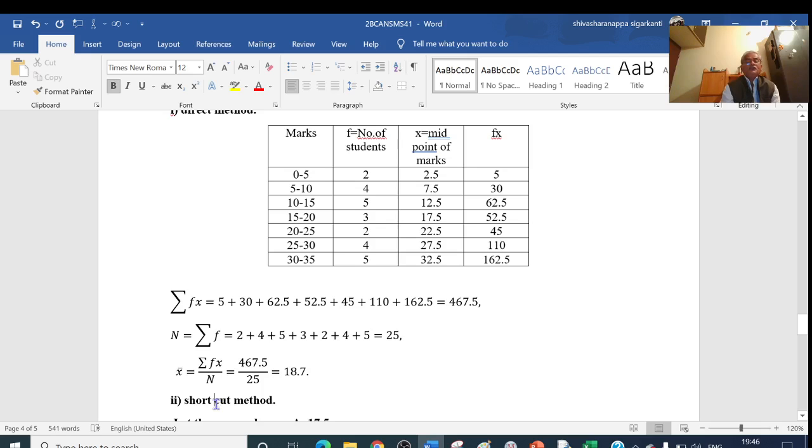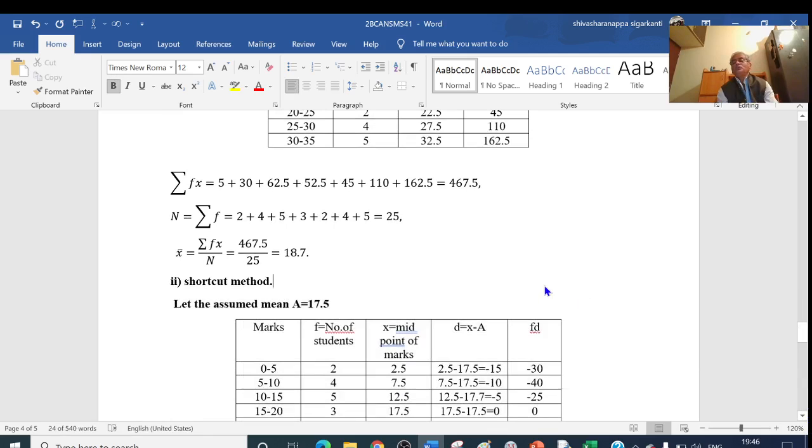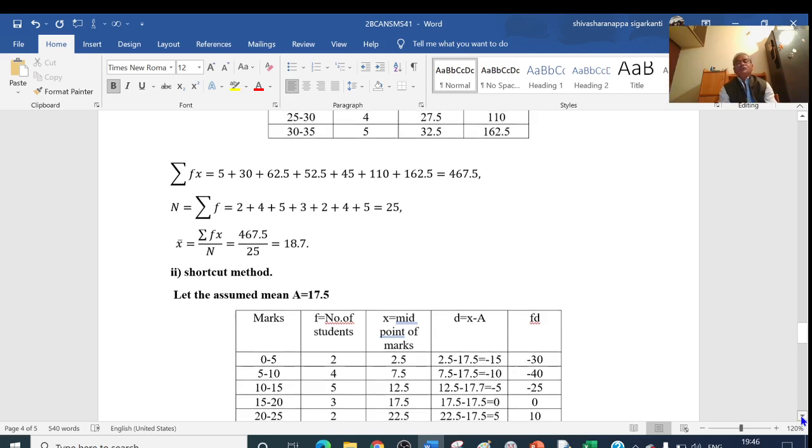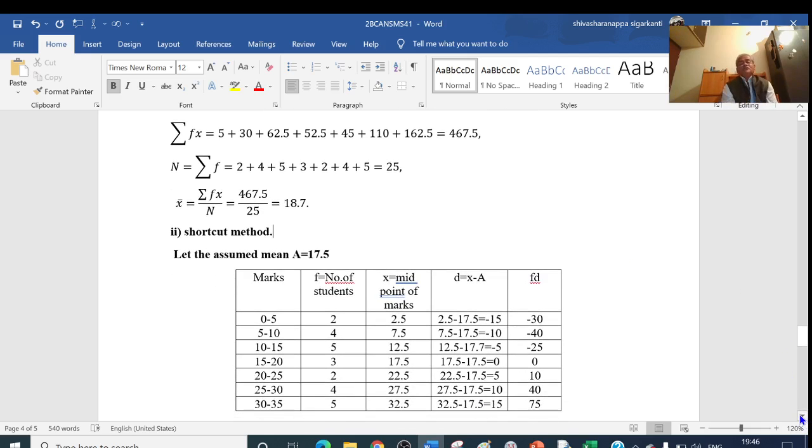Next I will go for the shortcut method. In the shortcut method, we have to assume a mean. Let me take the assumed mean as 17.5. Because these are in 0.5, to make it easy, we take the assumed mean as 17.5. Here we get an integer part. So for that I am taking the assumed mean as 17.5.